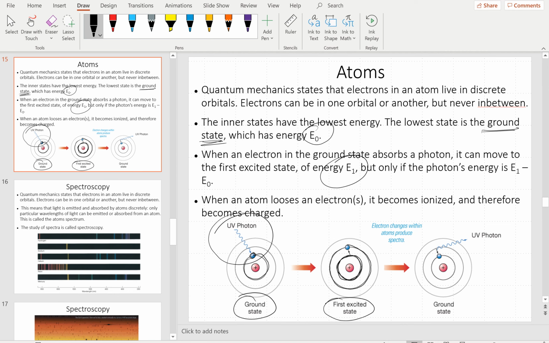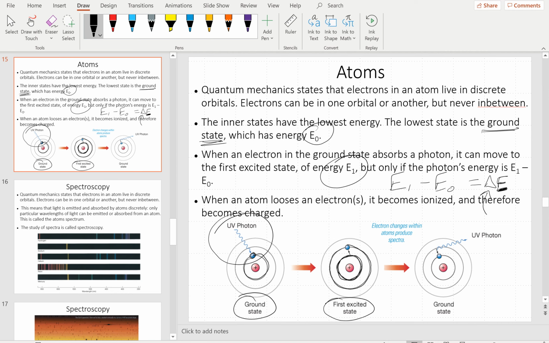But here's the key point that we have to know. I cannot move the electron in between the ground state and the first excited state. So I either give the electron the right amount of energy to jump to the first excited state, or at least that amount of energy, or I don't. The minimum amount of energy it takes to go from the ground state to the first excited state is E1 minus E0, the difference in the energies of the states. This you can refer to as the change in energy. This symbol here refers to change or difference.